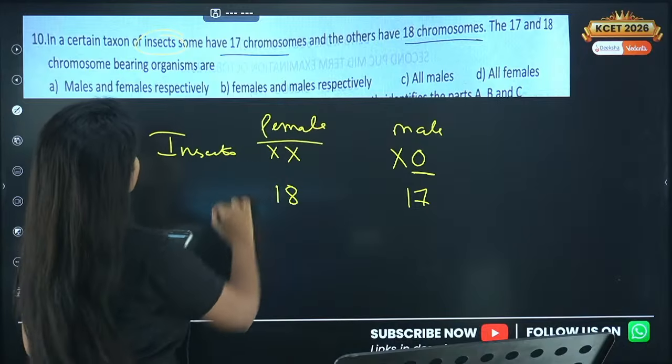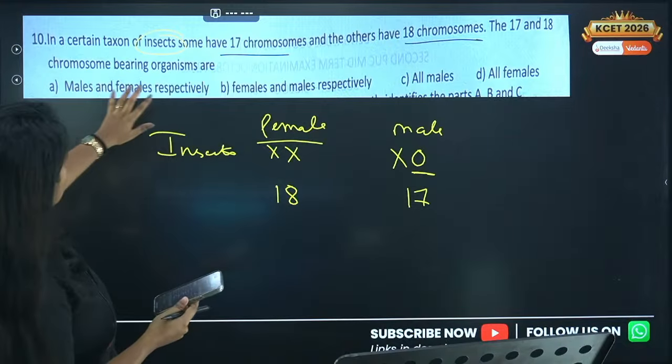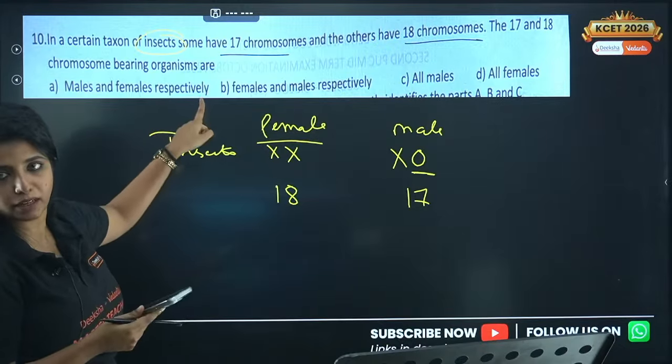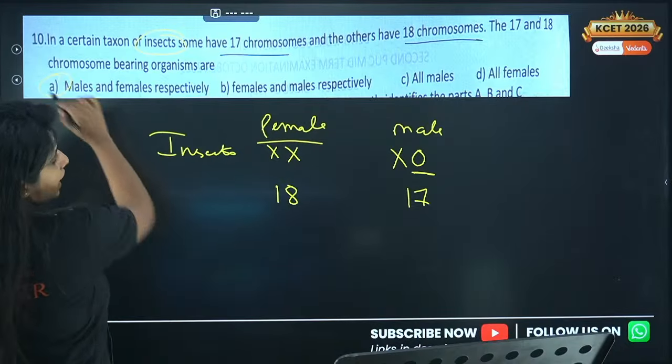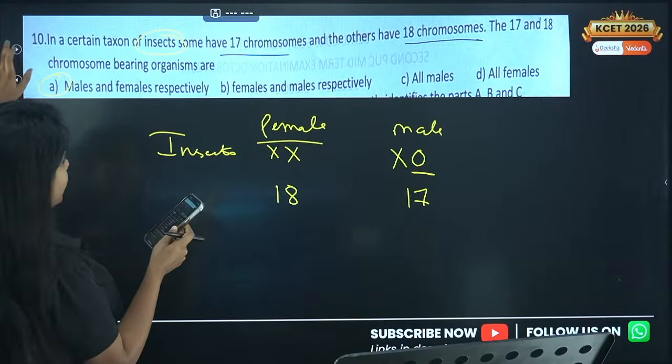So your answer for this question would be what? 17, 18 chromosome bearing organisms are males and females respectively. So your answer is A. Okay? Yes, Meenakshi, kudos. Correct.